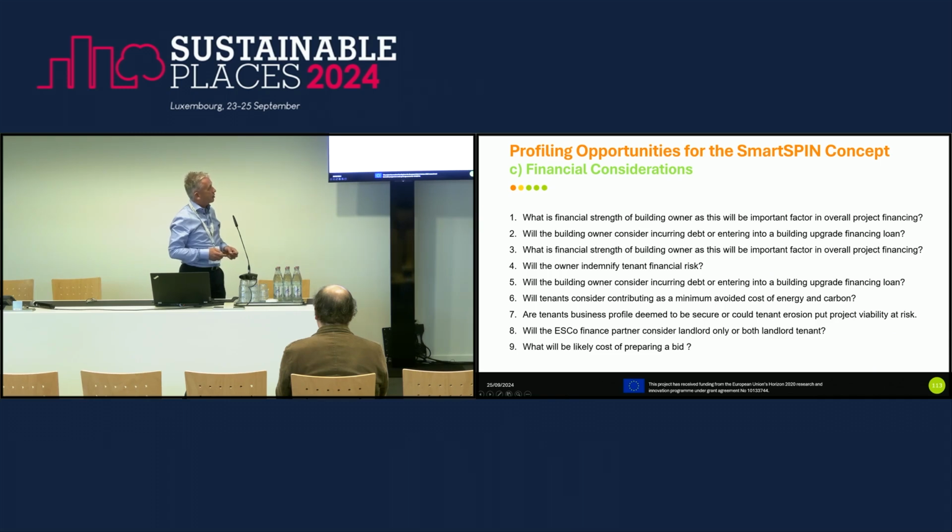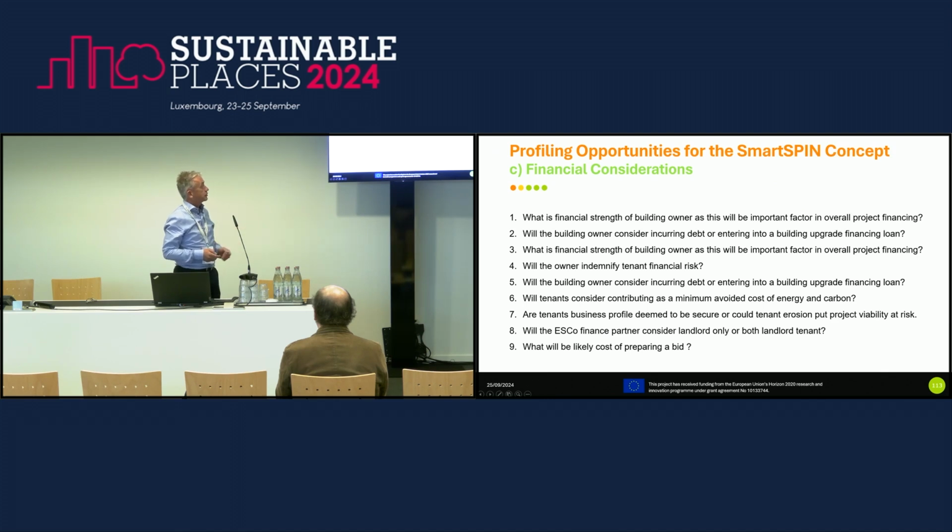The tenant's business profile, people will look at that in terms of financing, so how stable it is. In the retail environment, there's a lot of challenge between online and physical stores. So that becomes something that a lender will look at. Will the ESCO's finance partner consider landlord only or both landlord and tenant? Will they consider that part of the contribution is to come from the tenant, or will they just want the building owner as a gateway?